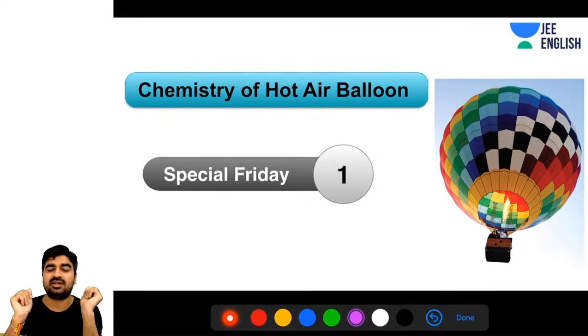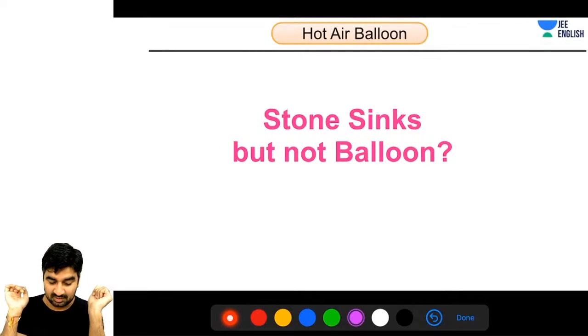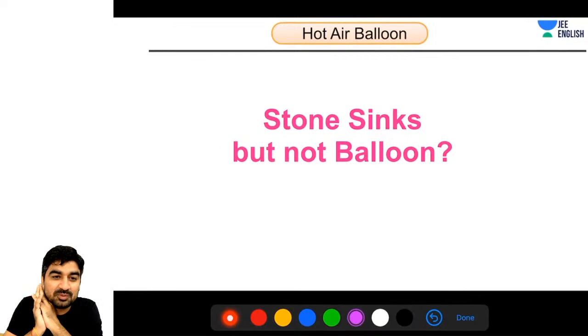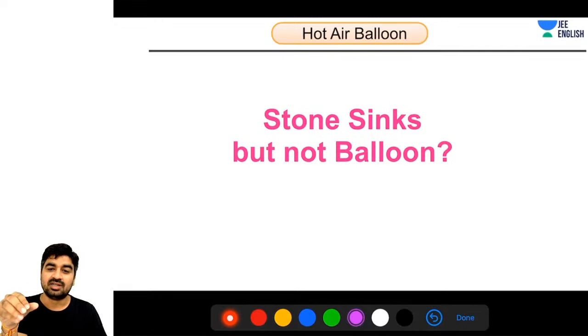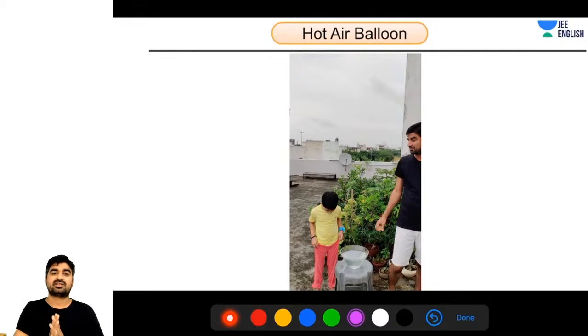So we did a small experiment. Stones sink but not balloons. Why? In the water, if you take a balloon, then it is not going to sink. However, if you take a stone, then it will definitely sink, right? So now the point arises, why does it happen? What is the reason behind it? So yesterday I did a small experiment with my daughter. And what was that experiment?